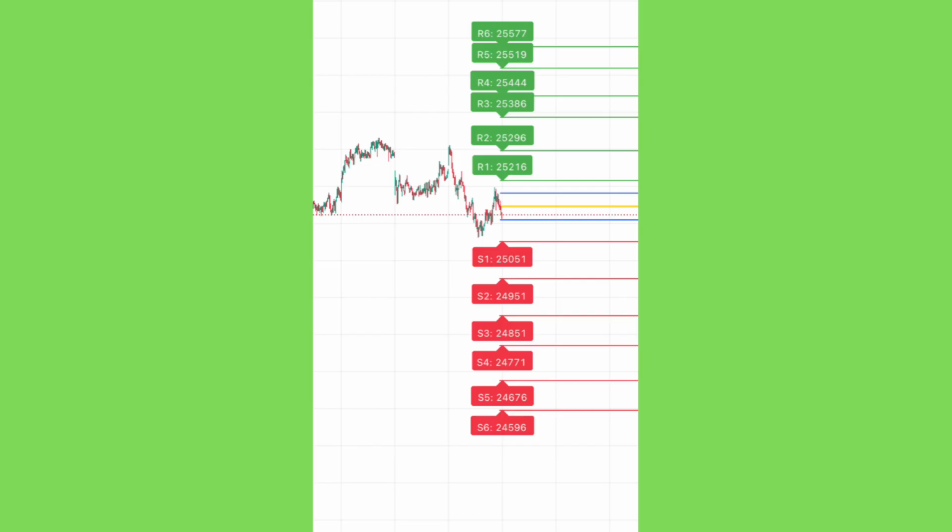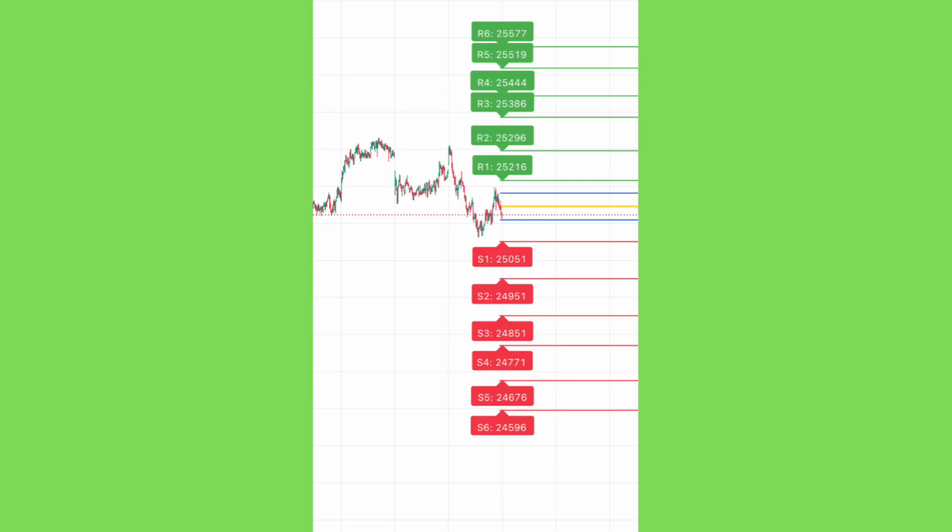Coming to technical setup now, let's analyze the technical chart with the key support and resistance levels for today. We have a strong base formation near S1, which is 25,051, and S2, which is 24,951. These levels will act as the first and second line of defense if Nifty dips during intraday movement. Further below, deeper supports are seen at S3 24,851, S4 24,771, S5 24,676, S6 24,596. These mark the lower extremes and are less likely to be tested unless the market turns unexpectedly negative.